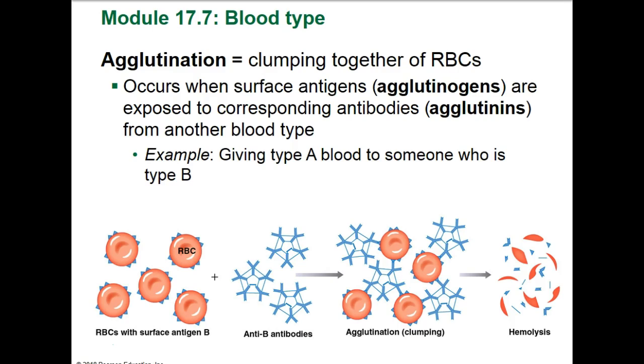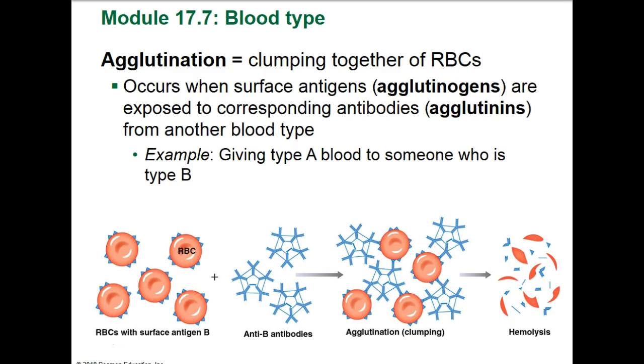And what happens with these antibodies quite often is they will bind to those foreign things and make them clump together. So agglutination is the clumping together of red blood cells, and it occurs when the surface antigens, or the agglutinogens, are exposed to an antibody or agglutinin that reacts to it from another blood type.